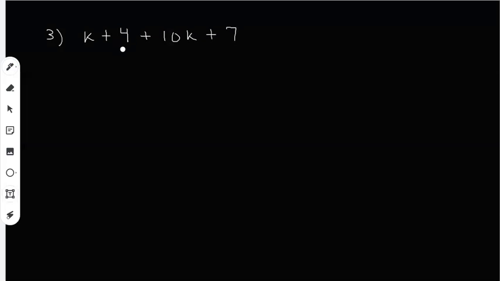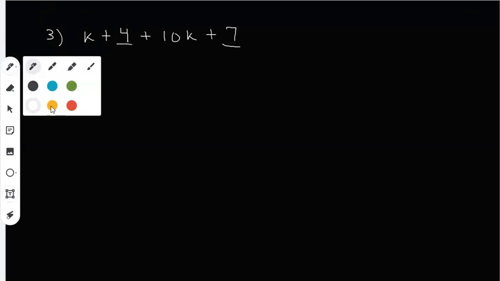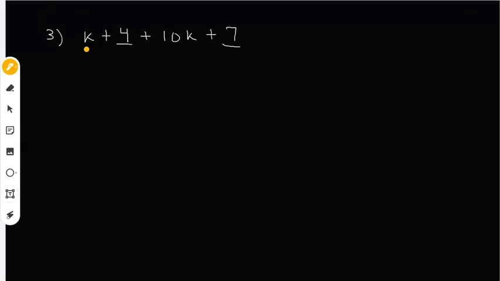Notice that the 4 and the 7 are just regular numbers, so I'm going to underline those. And then I'm going to change colors for the variables. I'm going to underline the 1k, and I'm going to underline the 10k. 1k plus 10k is going to give me 11k. And then 4 plus 7 is going to give me 11. And I'm done.